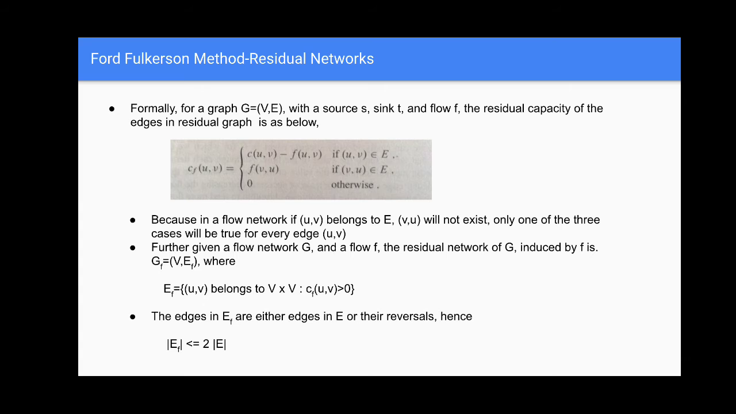Further, given a flow network G and a flow f, the residual network of G induced by f is Gf = (V, Ef), where Ef consists of those edges (u,v) where the capacity cf(u,v) is greater than 0. The number of edges in Ef is less than or equal to 2 times |E| because it contains edges in E as well as edges not in E.